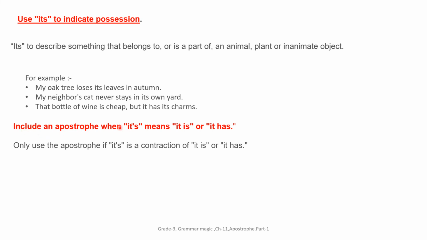Include an apostrophe when it means it is or it has. So children, in other words, when we are writing it's with apostrophe s, what does it mean? It means it is or it has. It indicates both. So we need to decide when to use it. If you want to write it is in the sentence, we make use of it's. Or if you want to write it has in a sentence, we make use of it's. Only use the apostrophe if it is a contraction of it is or it has.